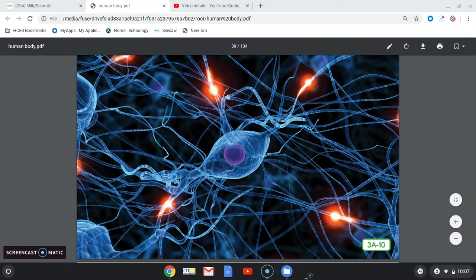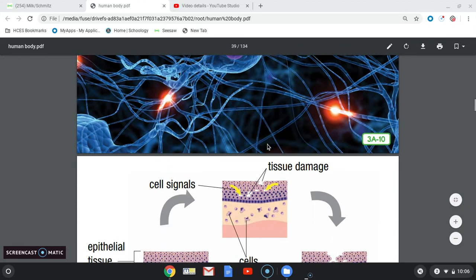So that's with anything. If you touch anything that would be hot or maybe prickly, your natural reaction is to pull back because it hurts. And that's because of the nervous tissue sending that message to your brain, and then your brain sending a message back saying, ouch, pull away. So it's really pretty cool.